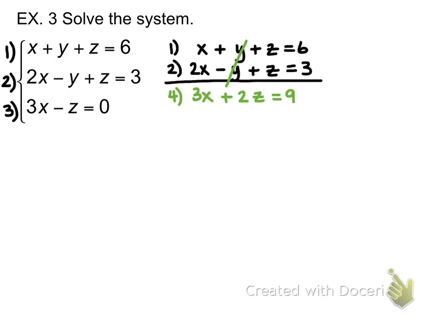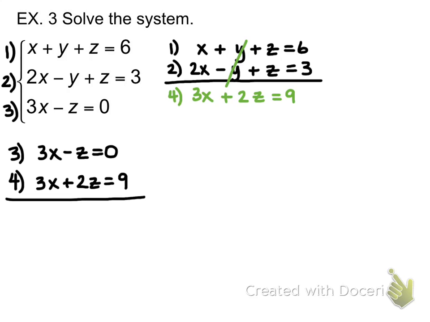So now I have equation 4 and equation 3 that both have x's and z's. If I stack those up with each other, I want to see what I can do to get either x or z to cancel with one of these equations. So I'm going to multiply equation 4 times a -1, and that will get the x's to cancel out.